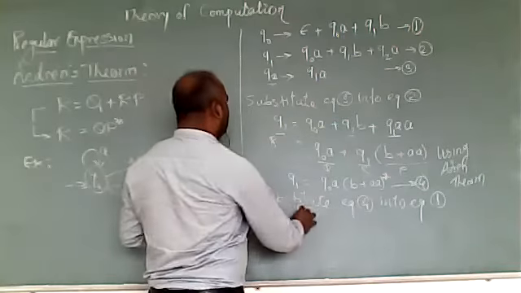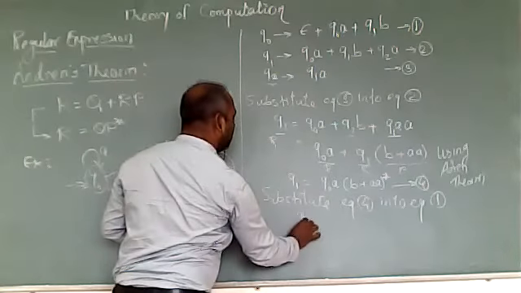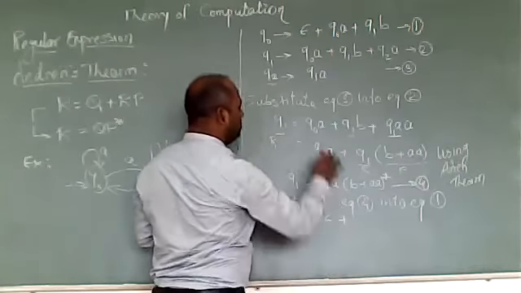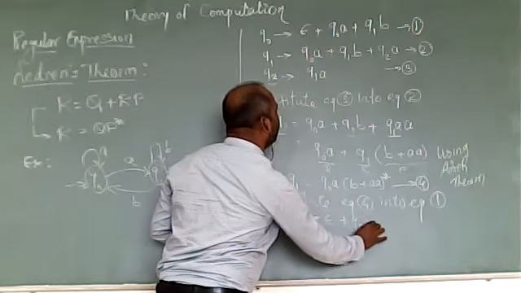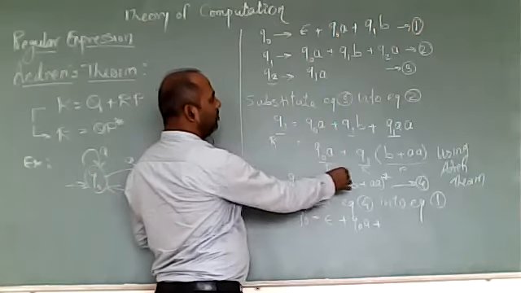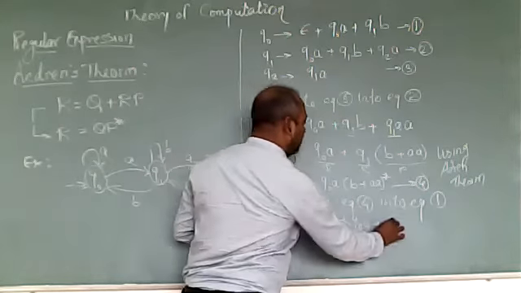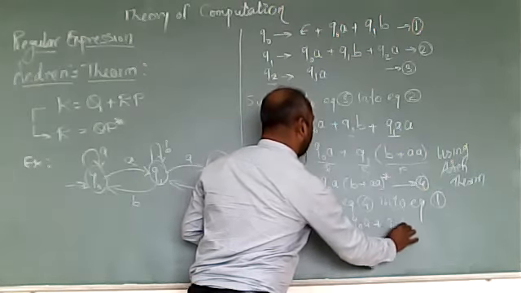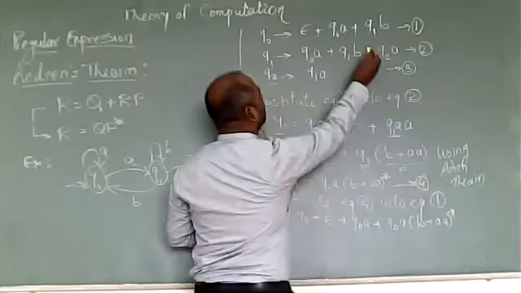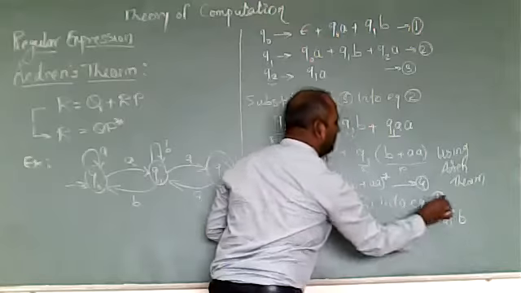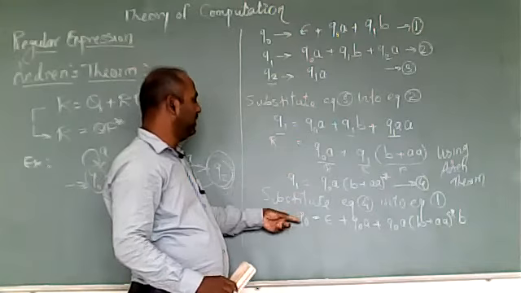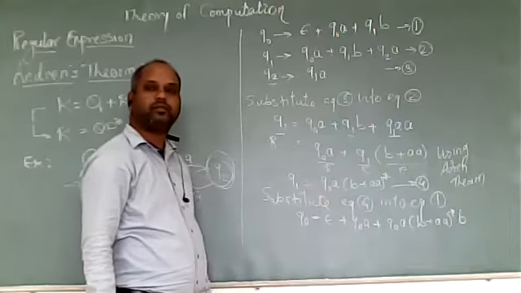Okay. So now what is equation 1? Q0 equals epsilon plus Q0A plus Q1B. This Q1 will be replaced into that equation, so it becomes Q0A(B plus A star) B. So replacing equation 4 into equation 1, we'll get this.